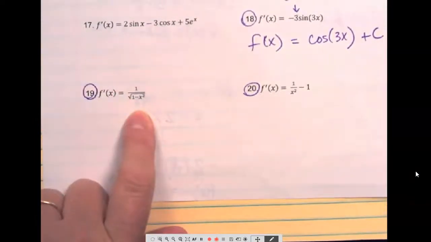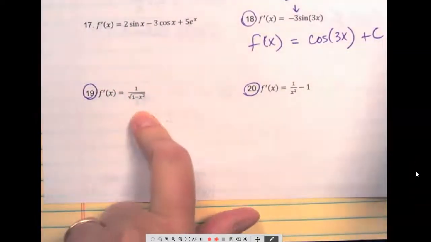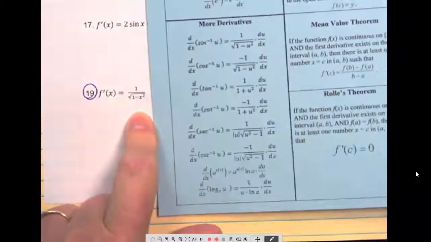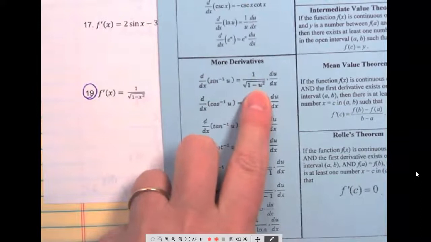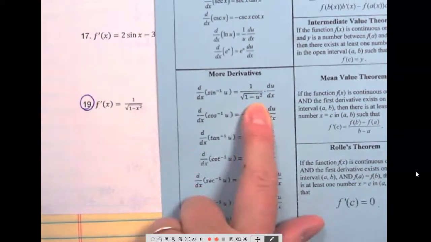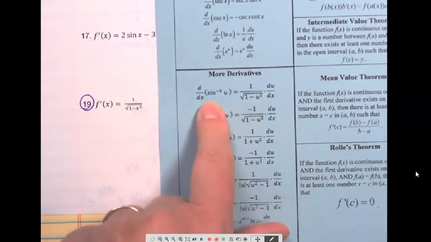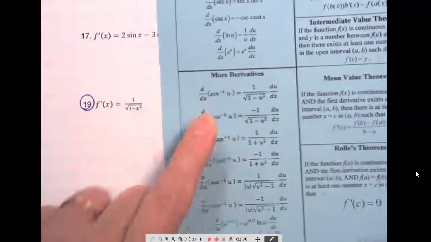This one is a formula, so if you tried to rewrite that as 1 minus x squared to the negative 1/2, it would have gotten really messy. But if you look right here, you can see that that's pretty much just the same thing. Instead of a u, there's an x. So this antiderivative is just sine inverse of x.